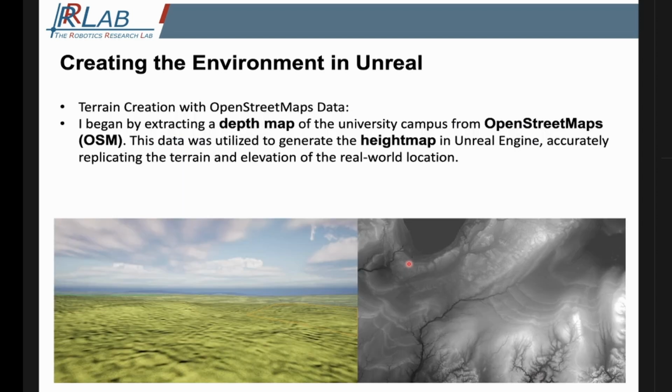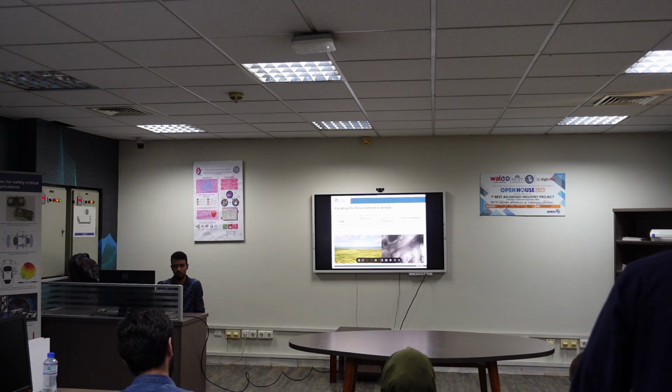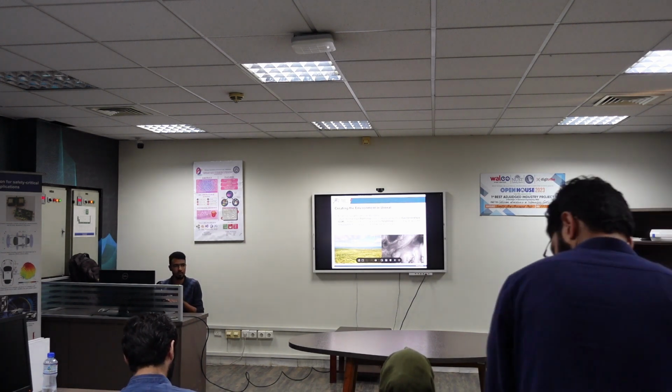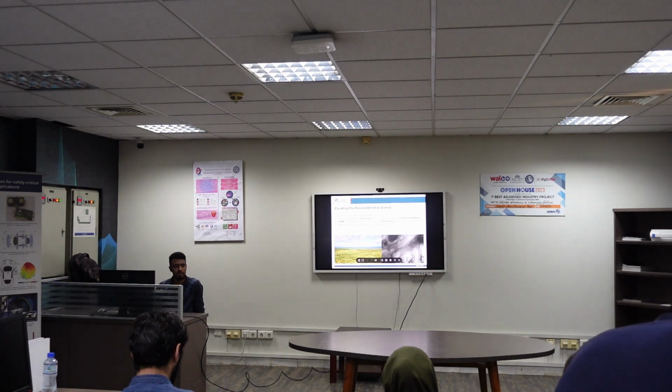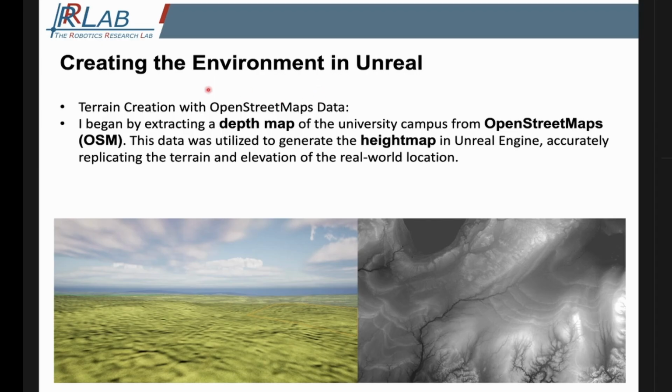Now I'll start talking about the steps I took to create this environment. First of all, when we start with Unreal, we start with an empty space. I started with creating the terrain for the campus. To create this terrain, I imported the data from OpenStreetMap. This has a depth map that you can see on the right side. It's a black and white image.